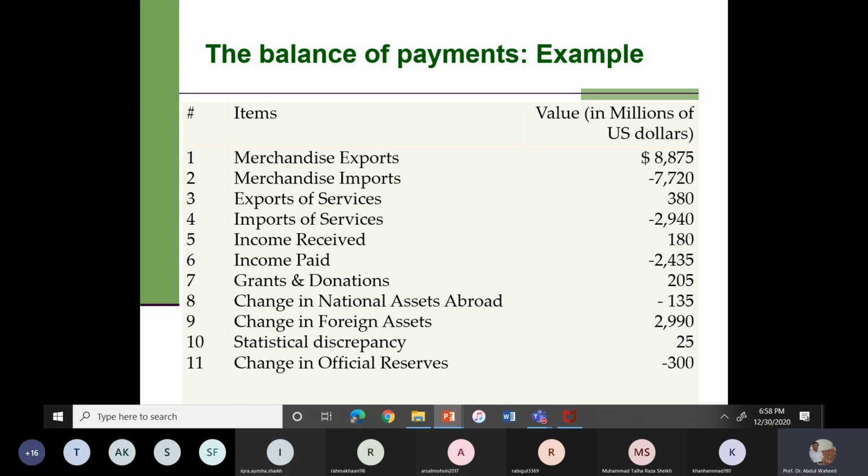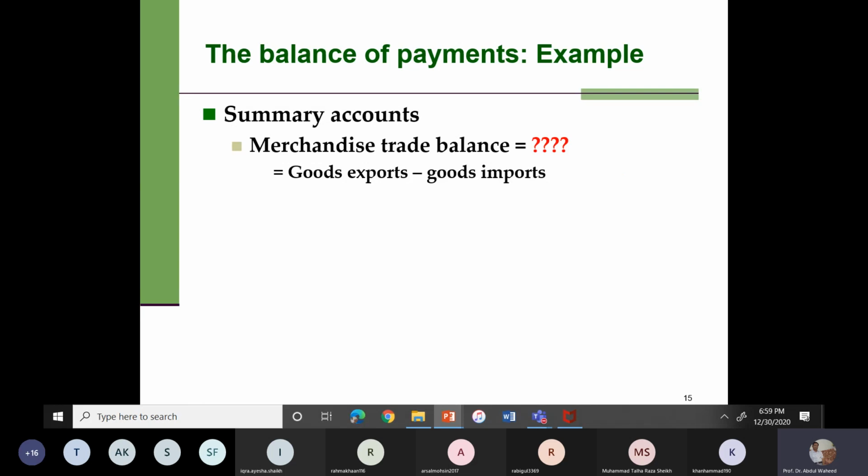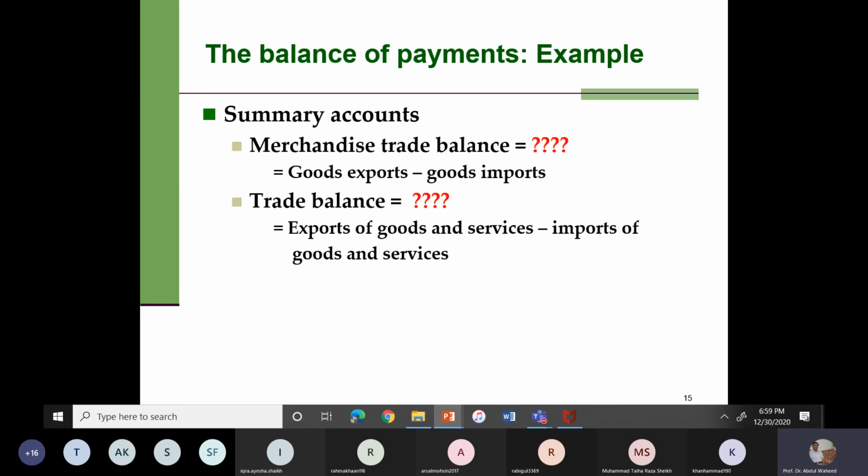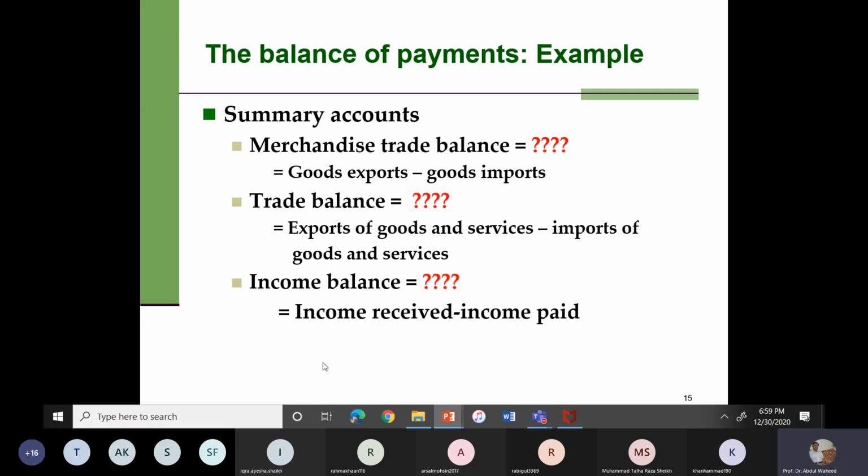From this table, we will calculate all. You have these figures. We will calculate the merchandise trade balance, you will get the number, and then the trade balance, you will get the number, and then the income balance. How to calculate the income balance? This is simply income received minus income paid. So write down this also: income balance equals income received minus income paid.